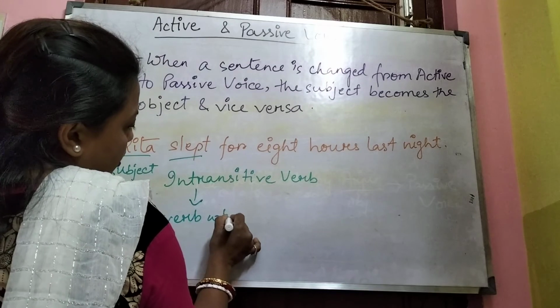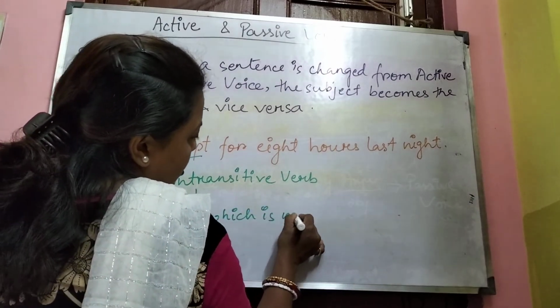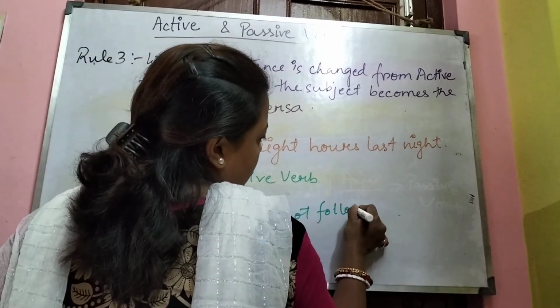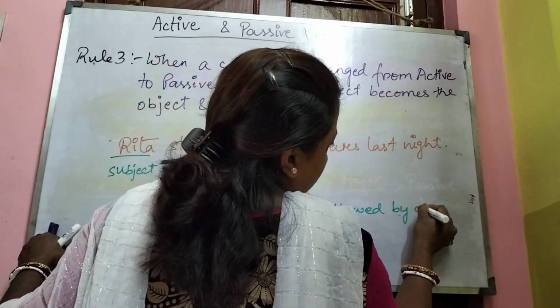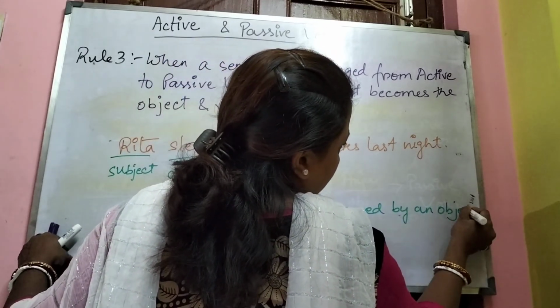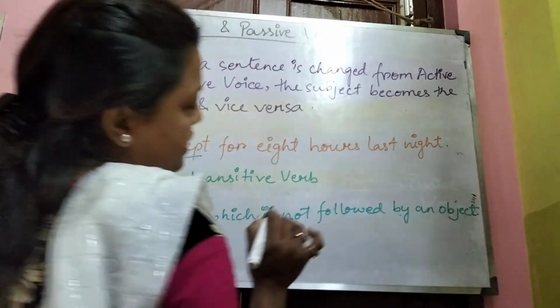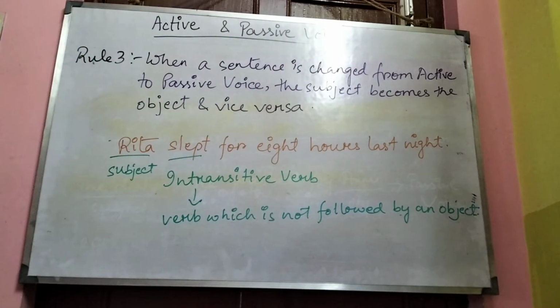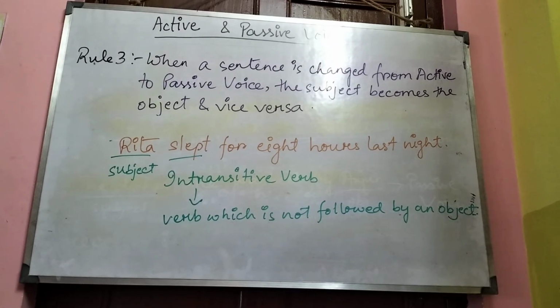Now in this sentence there is no object. Rita slept for 8 hours last night. So we have the subject Rita, we have the verb slept, but after slept there is no object. So slept is an intransitive verb. Therefore a passive sentence cannot be formed here. Understood?